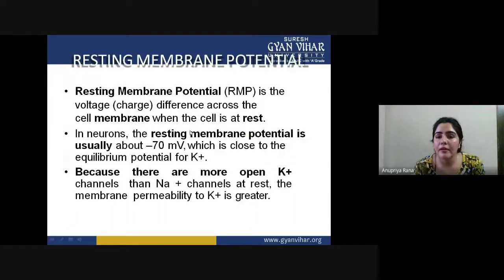In neurons, the resting membrane potential is usually about minus 70 mV. So this is the potential which can be present inside the neurons, and this is very close to the equilibrium potential of potassium. Because this potential is so close to the equilibrium potential of potassium, channels can open even when the membrane is at resting position.